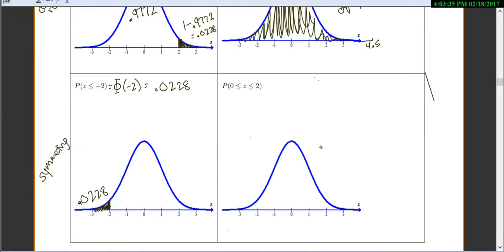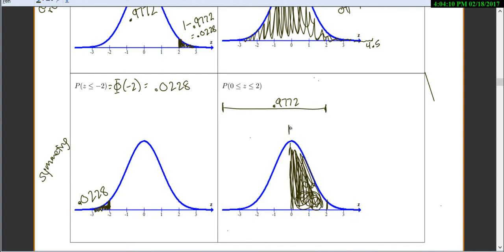And one more thing here. So the probability that z is now between 0 and 2. So here's my 0, here's my 2, and I want everything in between them. Now this is interesting because we don't actually have a table that gives us values in between. It only gives us everything to the left. And in fact, if I look up 2 on my table, it gives me 0.9772 because that's the area from 2 all the way over. And that's obviously too big, I don't want to go from 2 all the way over. I want to stop at 0. So how do you stop at 0?